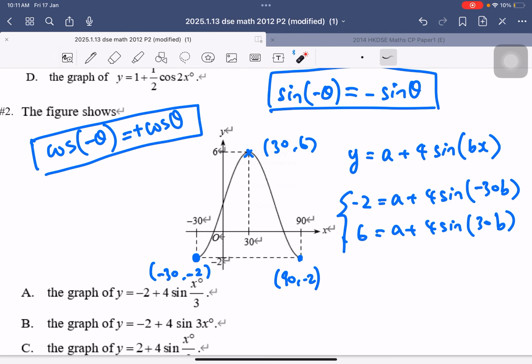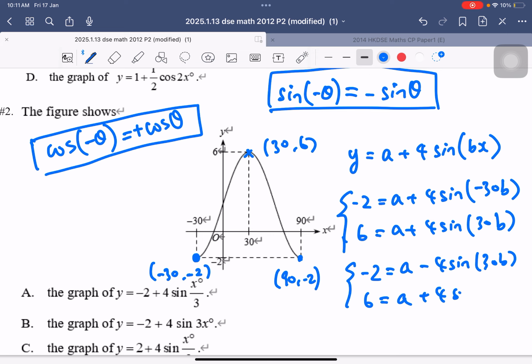I can simplify. The negative 30b becomes, now we have -2 equal to a minus 4 sine 30b, isn't it? Is this okay? Then we have 6 equal to a plus 4 sine 30b. Okay? Then we can do the second equation minus the first equation. Then we have 8 is equal to a minus a is gone. And then we have 4 minus negative 4 giving you 8. So 8 sine 30b. Okay?